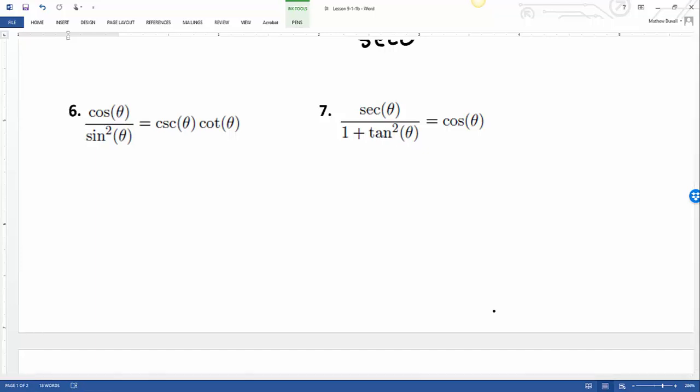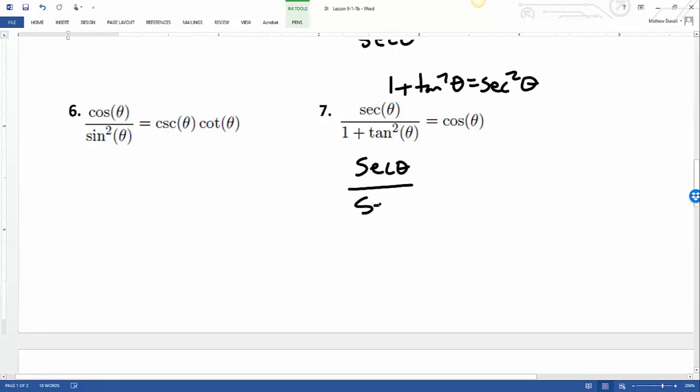So for number 7, 1 plus tangent squared theta equals secant squared theta. Okay, well, I can just replace it. Algebra cancels it out. 1 over secant is the same as cosine.